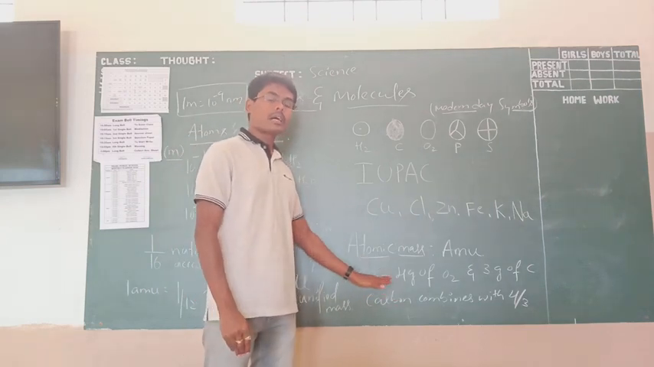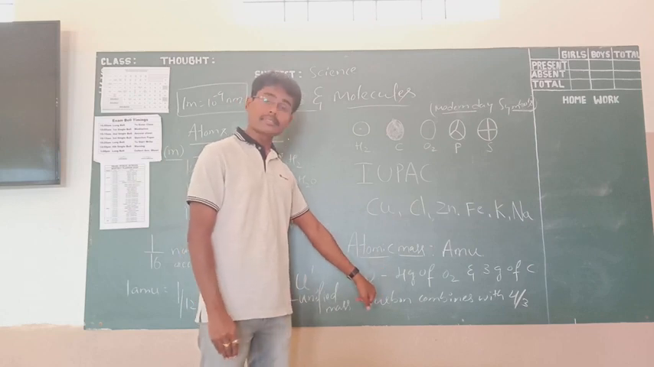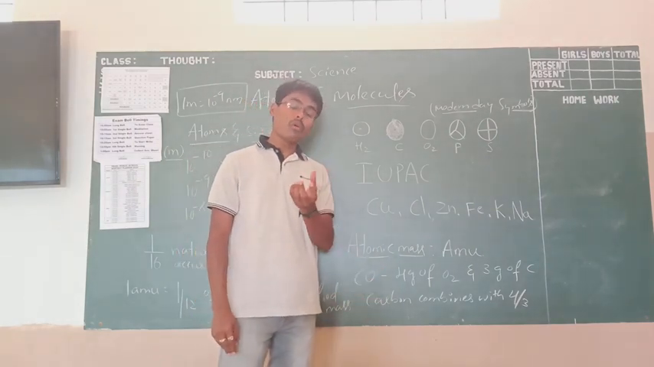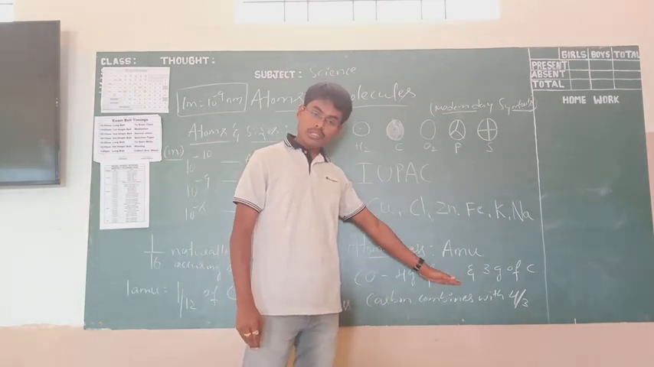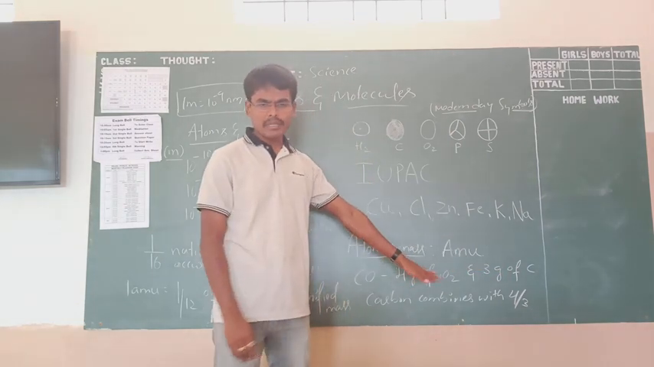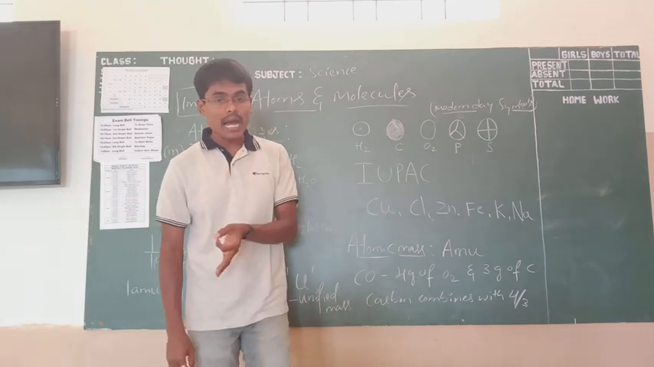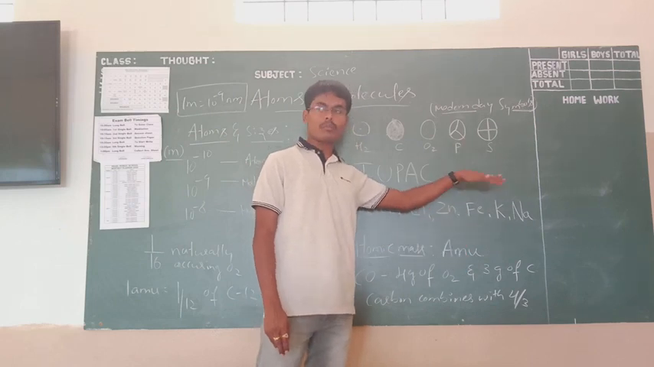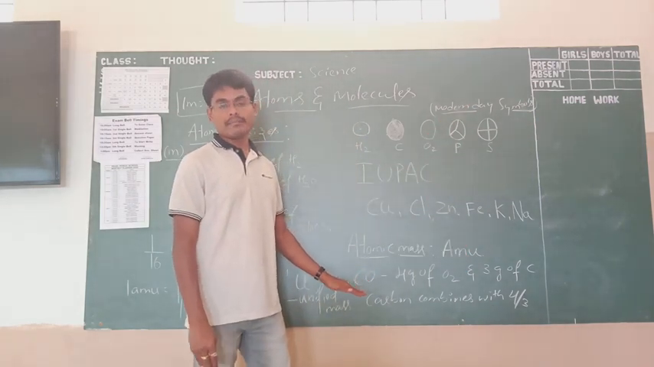Then atomic mass. For example, I have written, look at here, CO. This is carbon monoxide. Why is that a monoxide? Because of a single oxygen atom, right? Then CO. To produce CO, 4 grams of oxygen is required and 3 grams of carbon is required. This is experimentally proved, for that reason I have written it here. It is experimentally proved that 4 grams of oxygen and 3 grams of carbon are required to form carbon monoxide.